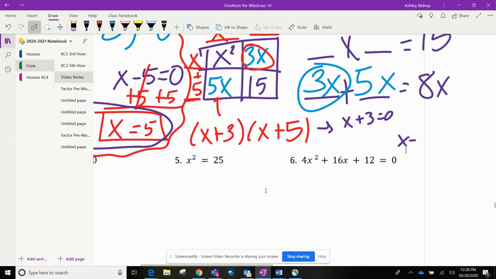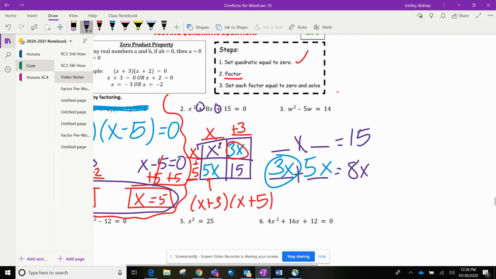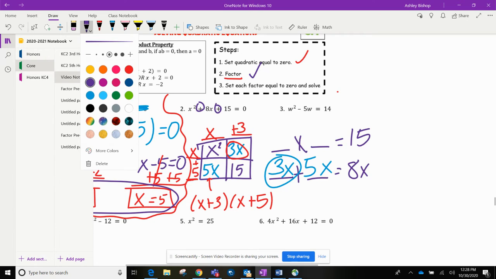Okay, so from the video before, we got to our factoring. And I have my answer now of x plus 3, x plus 5, and I want to find the 0s. So this is where I do that extra step. On my steps up here, I factored now, and I need to set each factor to 0 and solve.